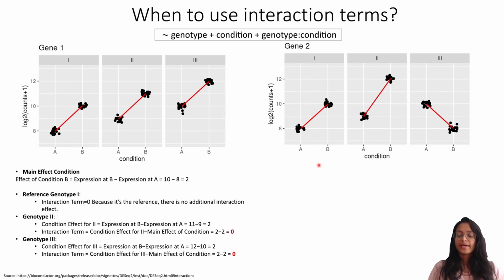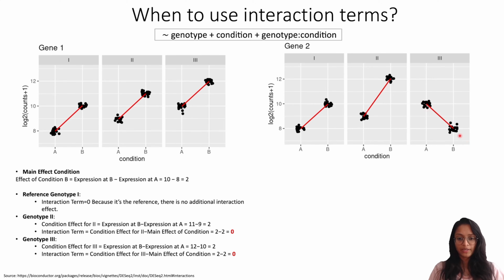Here, each genotype again starts with a different baseline level of gene expression at condition A. This part is similar to the first case. However, the main difference here is that the effect of moving from condition A to condition B varies across the genotypes. For genotype 1, there is an increase in expression going from condition A to condition B. For genotype 2, again we see an increase, but the increase is larger compared to genotype 1. However, for genotype 3, the expression actually decreases, as the line is going down, when we are going from condition A to condition B.